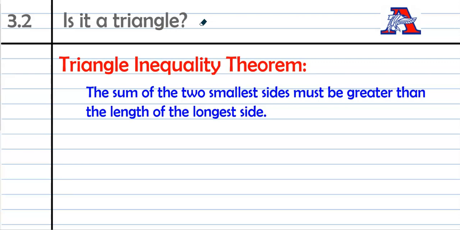And what the triangle inequality theorem says is that the sum of the two smallest sides of a triangle must be greater than the length of the longest side. The sum of the two smallest sides must always be greater than the length of the longest side.